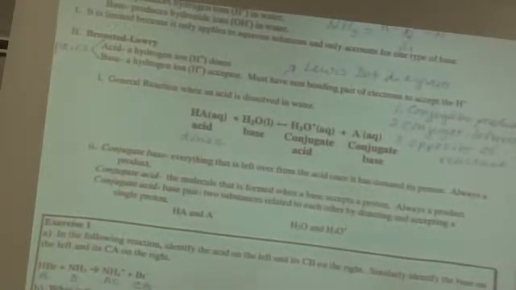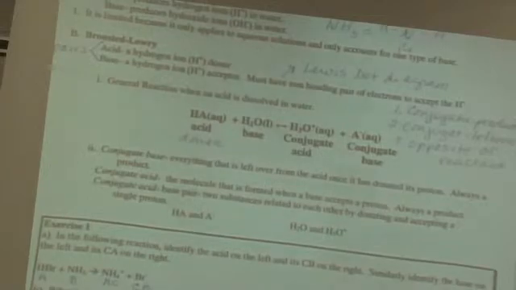What is the conjugate acid of NO3 minus? Obviously, if it's conjugate, this must be the base. So NO3 minus plus H2O gives HNO3 plus, well, there you go.